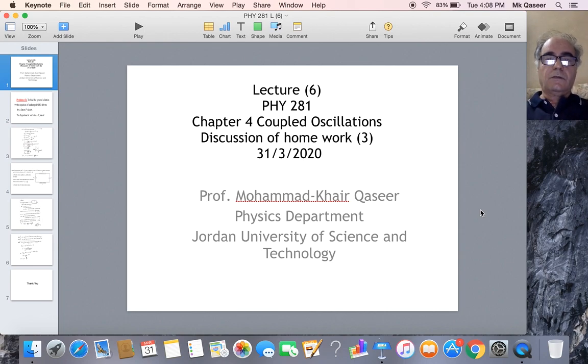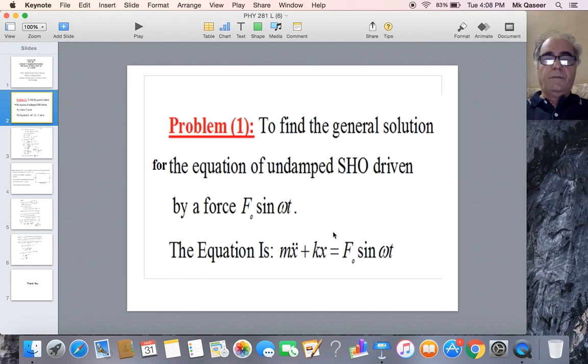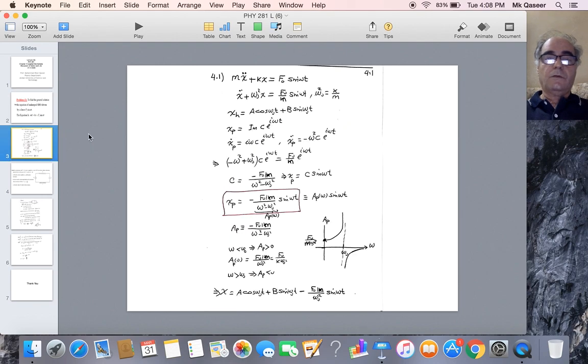Today I will discuss homework number 3. The first problem is to find the general solution for the equation of an undamped simple harmonic oscillator driven by a force of the form F0 sine omega t. The equation of motion is m x double dot plus k x equals F0 sine omega t. There is a missing term here in this equation, the damping term, which is 0 in this case.